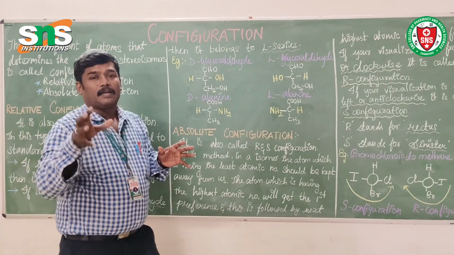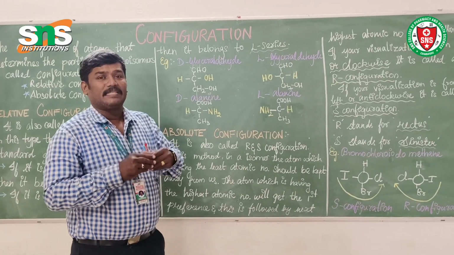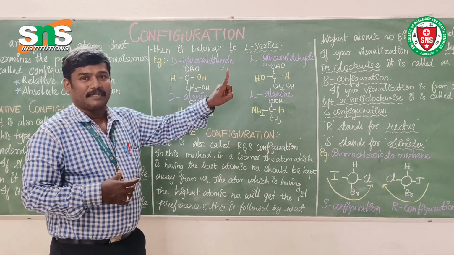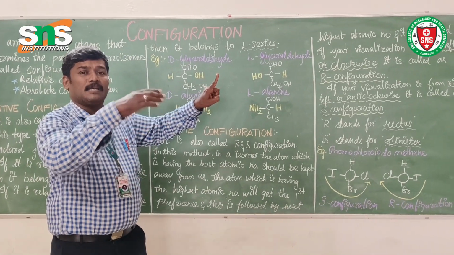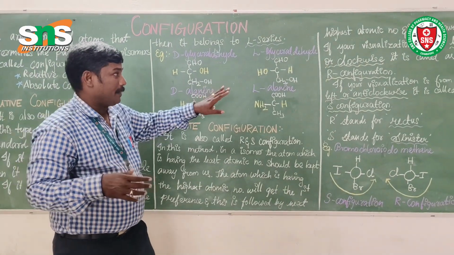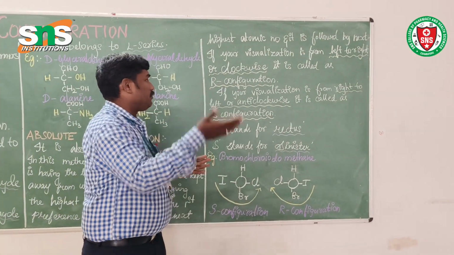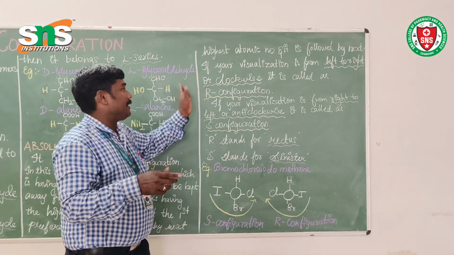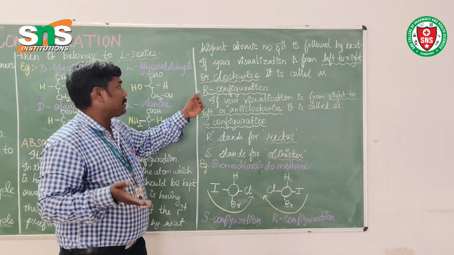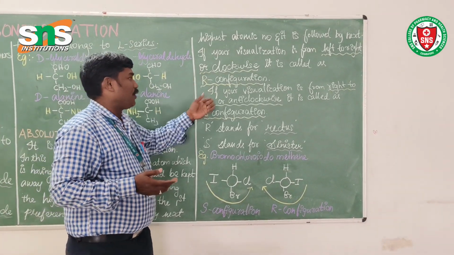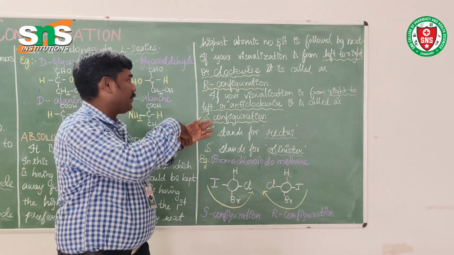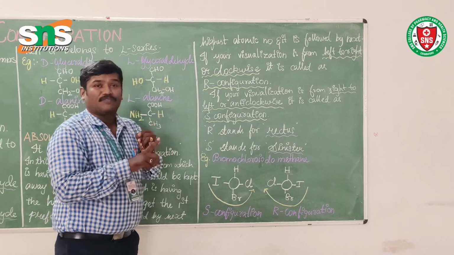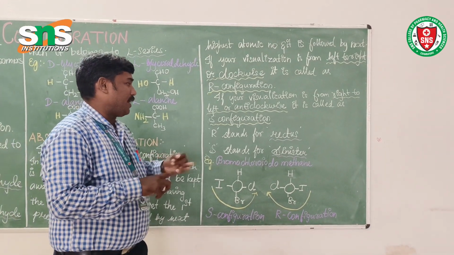We take the compound, and the atom having the least atomic number is kept away from us. The atom having the highest atomic number gets the first preference, followed by the next atomic number, and so on. Now you are doing the visualization. If your visualization is from left to right, or clockwise, it is called R configuration. If it is from right to left, or anti-clockwise, it is called S configuration. Here R stands for rectus and S stands for sinister.